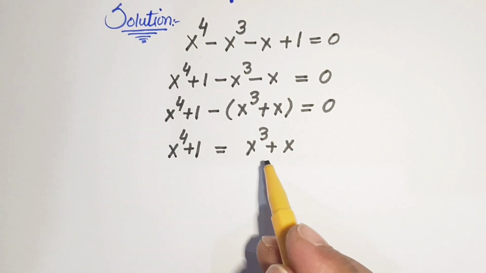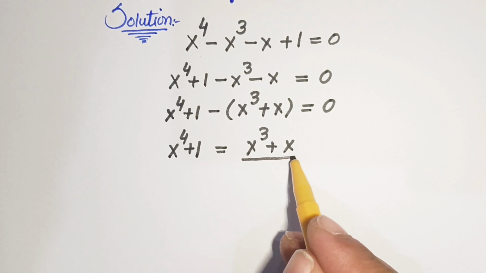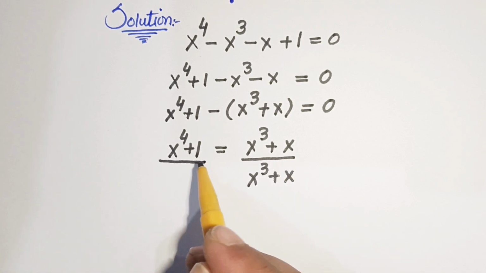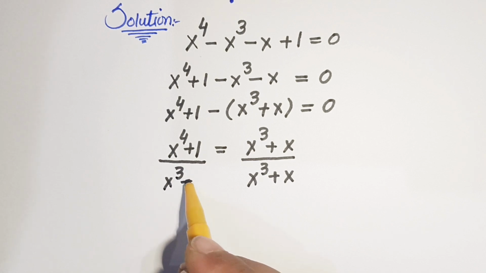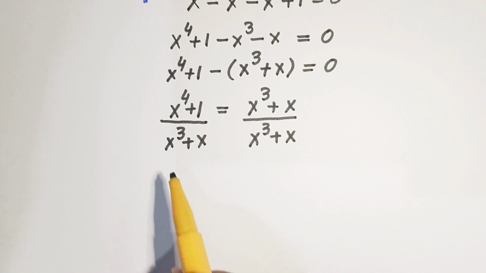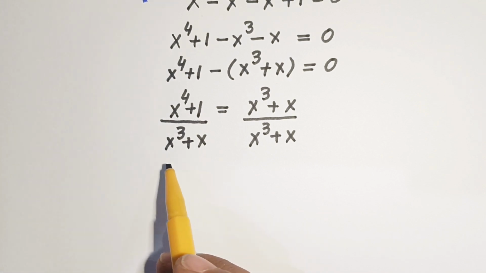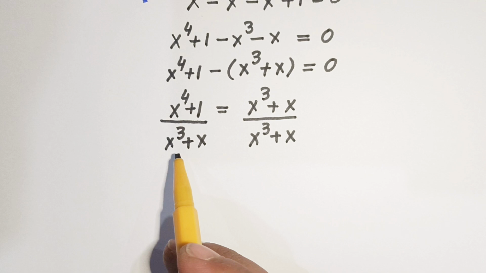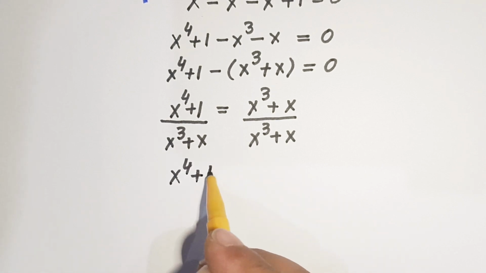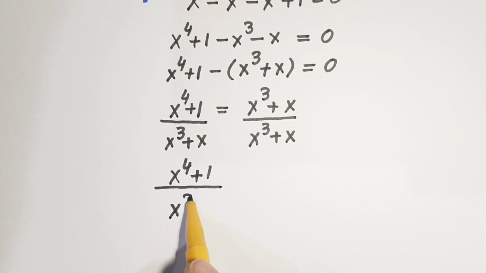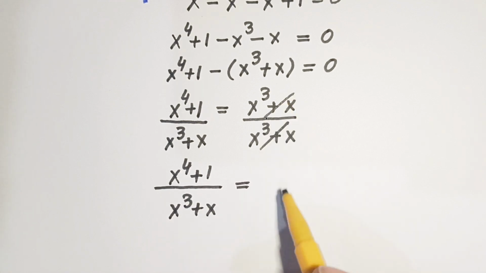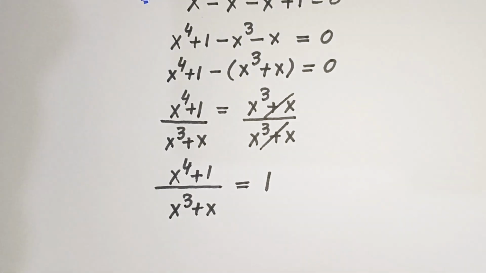Now dividing both sides by x cubed plus x, so dividing on our right hand side, and similarly dividing on our left hand side. So here we see that x to the power 4 plus 1 all over x cubed plus x is equal to, here we just cancel out this one, we get only 1.